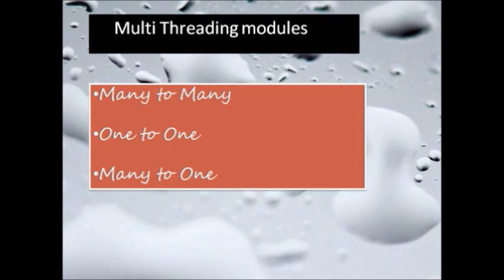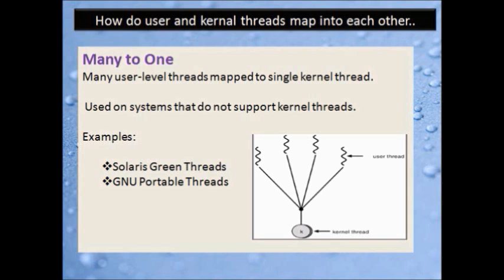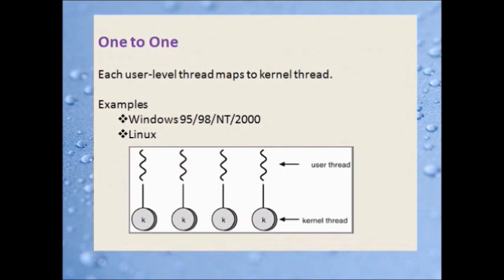Multi-threading models: many-to-many, one-to-one, and many-to-one. Many-to-one: many user-level threads map to a single kernel thread, used on systems that do not support kernel threads. Examples are Solaris Green threads and GNU Portable Threads. One-to-one: each user-level thread maps to a kernel thread. Examples are Windows 95, 98, NT, 2000, and Linux.